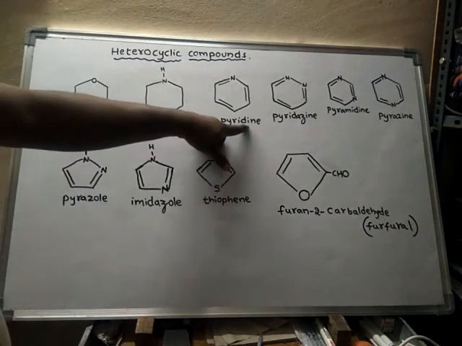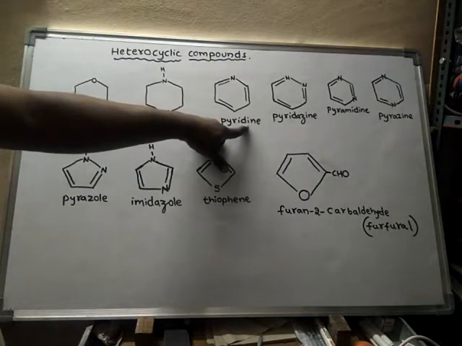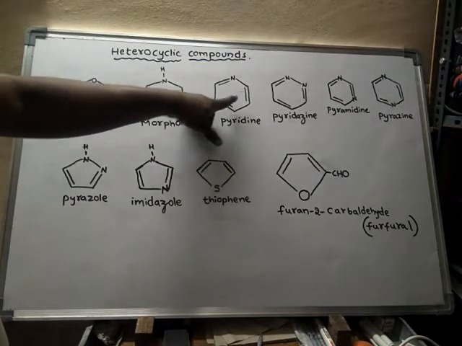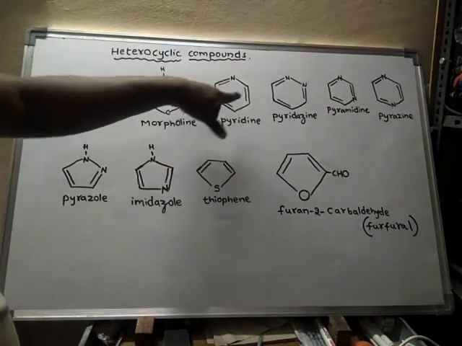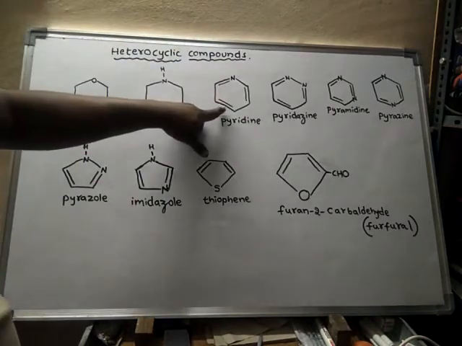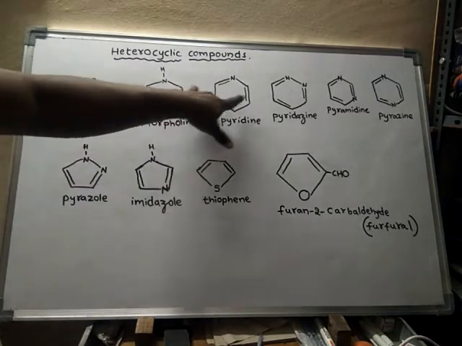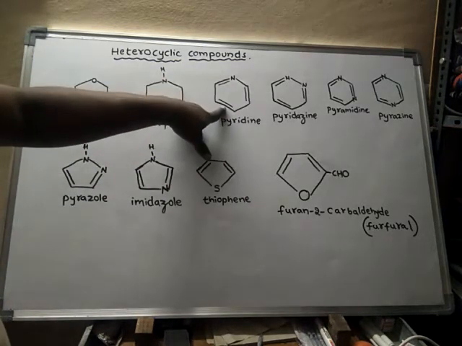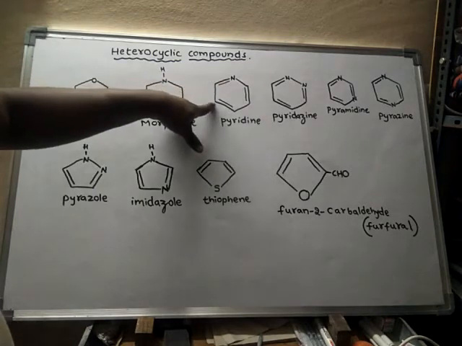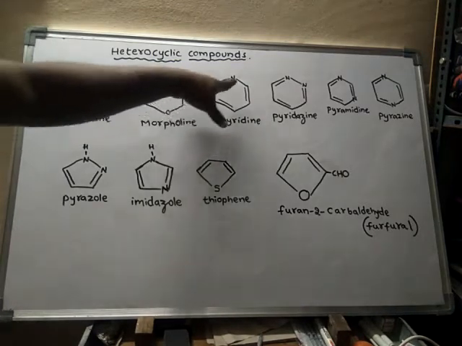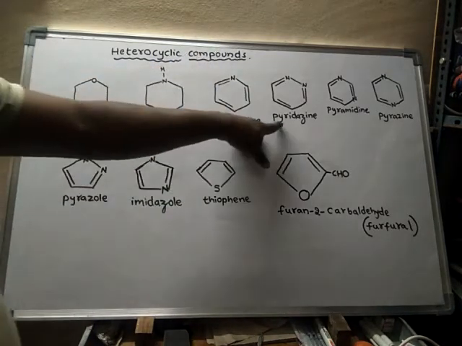So this is called pyridine. Okay, so pyridine. In pyridine there are alternate three double bonds, alternately arranged with three double bonds. Okay, and one of the corners, or else one of the vertices, is occupied by nitrogen.